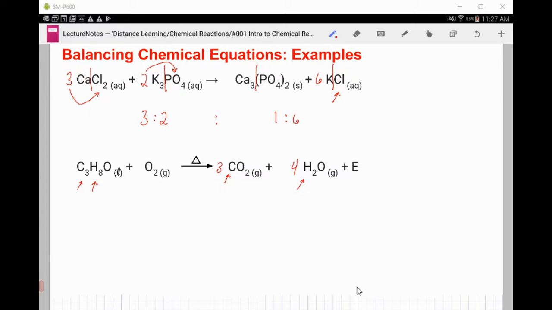Then lastly, let's look at total oxygens. From here, I currently have 6 oxygens. And from here, I have 4 oxygens, which gives me a total of 10 oxygen atoms on the product side. On the reactant side, I currently have 3. Now, the problem with this is that there's no way for me to make a 3 into a 10.